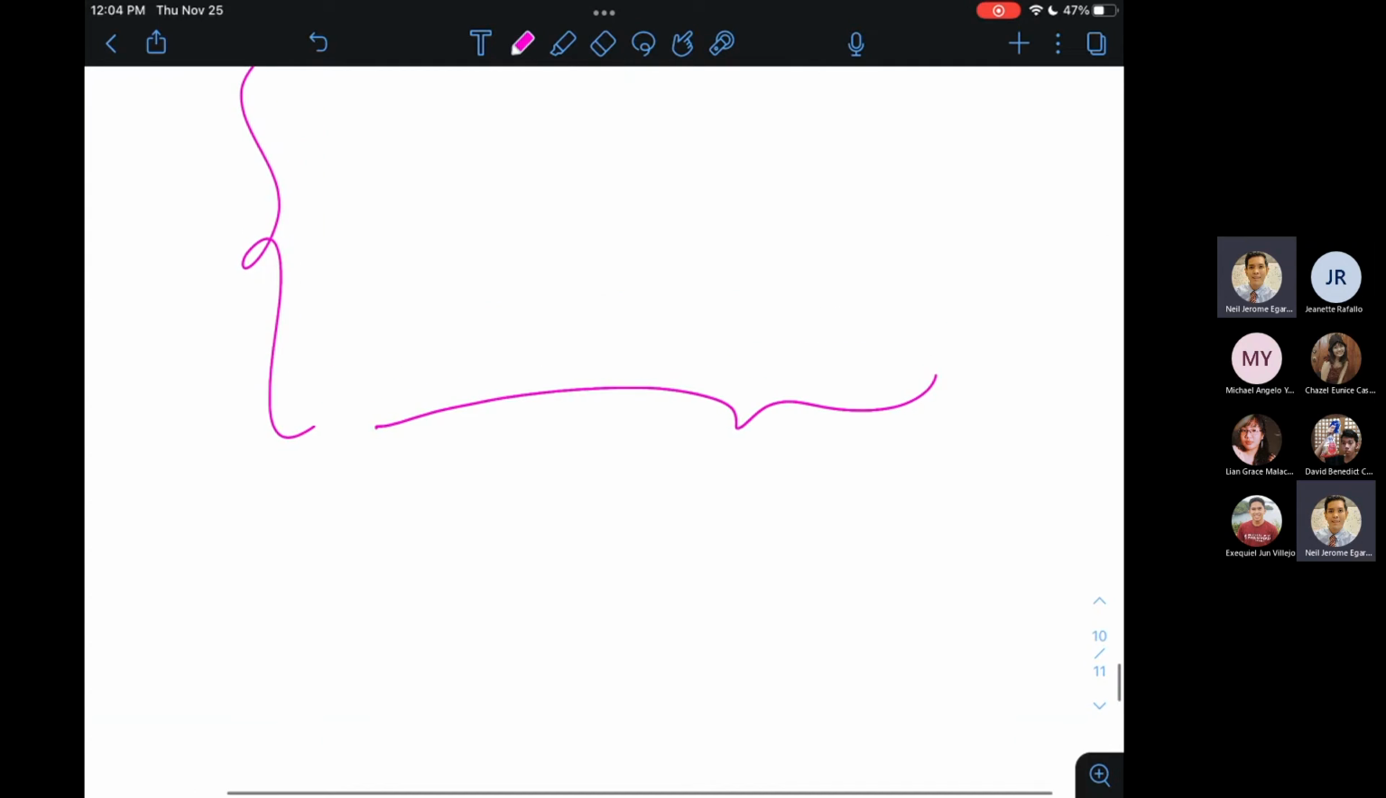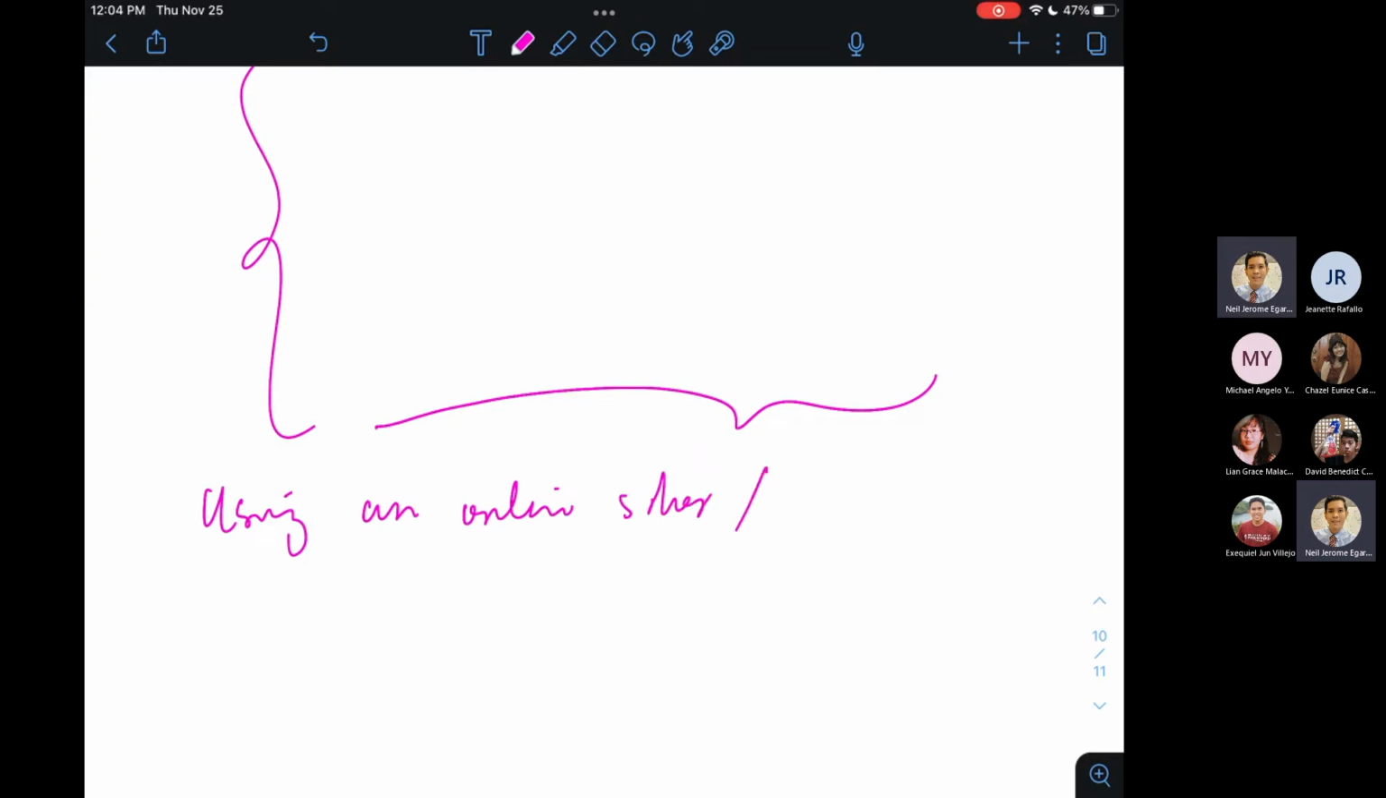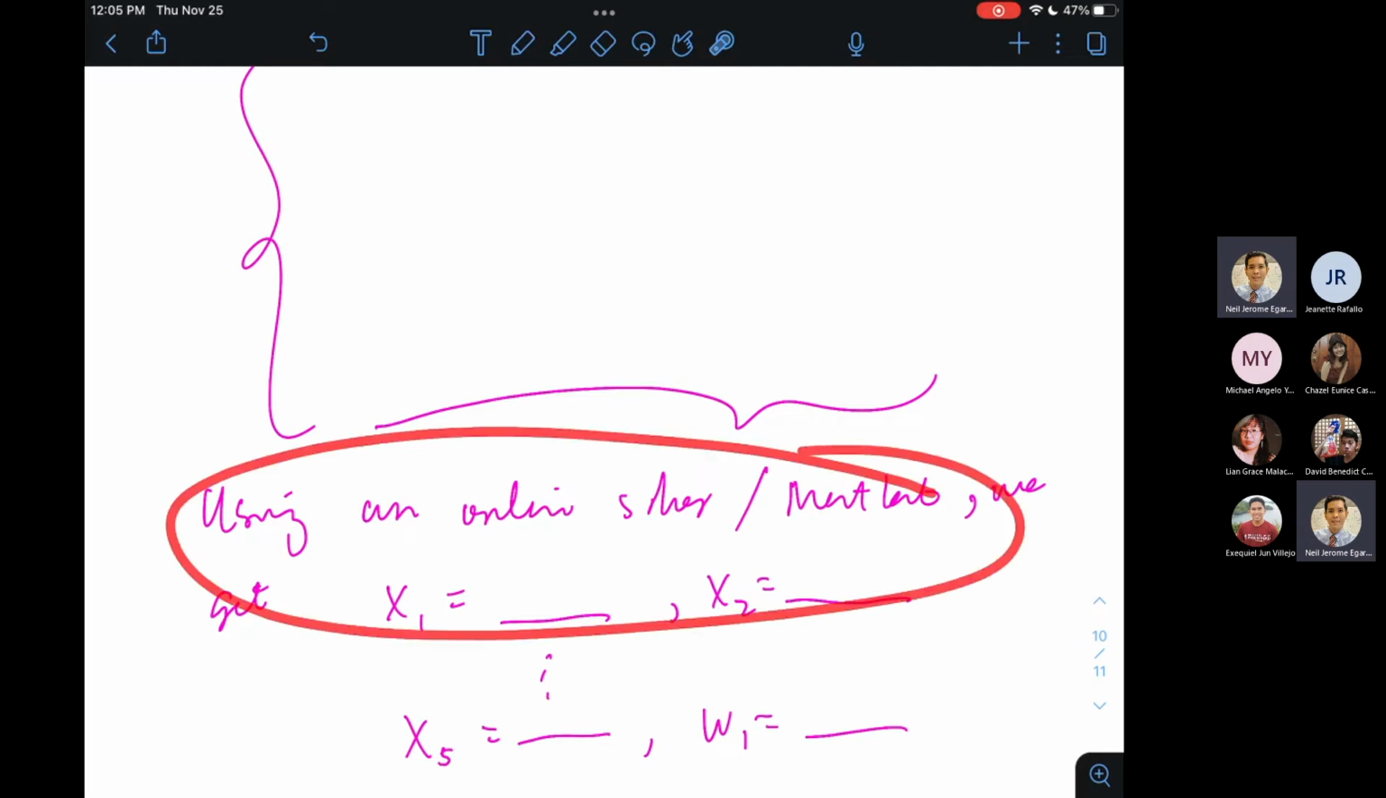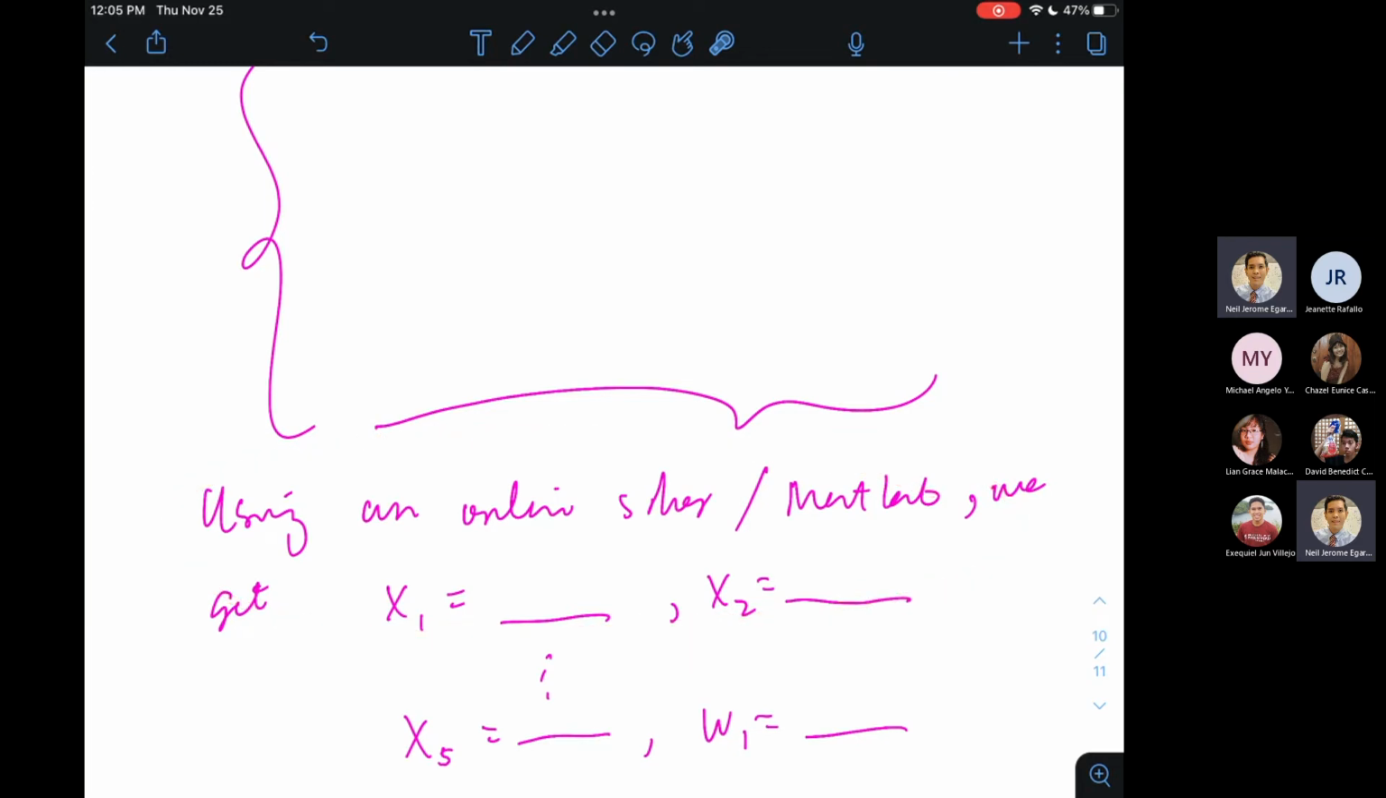Okay? Tapos, pwede nyo sabihin using a solver, halimbawa, online solver, or using MATLAB. Ito yung mga solutions na nakuha nyo. So, we get x sub 1 equals this guy, x sub 2 equals this guy, hanggang x sub 5. Tapos w1 equals blank until w sub 5. So hindi nyo na kailangang ipakita yung pagsosolve, kasi hindi ko naman i-expect na i-solve nyo by hand yung 10 by 10 system. So pwede nyo sabihin, gumamit ako po ng online solver, ito po yung binigay niya.